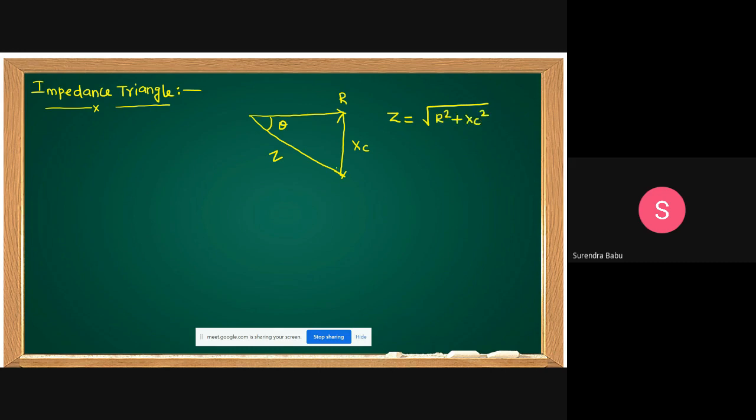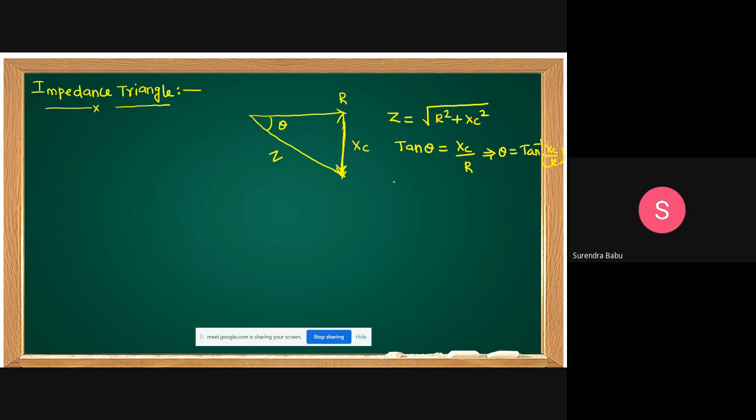Clear? Okay, this is the leading component, XC. This is a negative reactance. That's why you are getting a triangle like this. Z is the square root of R square plus XC square. Then what is tan theta? Tan theta equals XC by R, that is, theta equals tan inverse of XC by R.